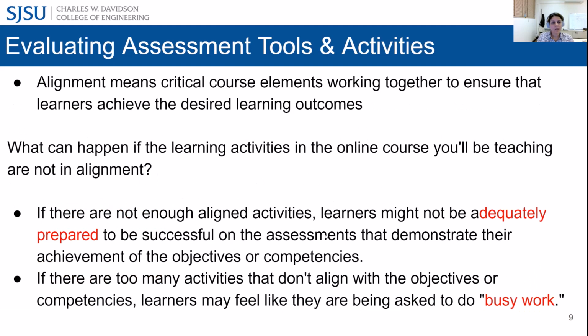Why is it so important that we have this alignment? What happens if there is not enough or proper alignment between the learning activities of the course and the learning objectives? The problem is that if there are not enough aligned activities, then learners are not adequately prepared. They are not well prepared for answering the questions you give them or completing the assessment activities that you give them. So that would be one problem.